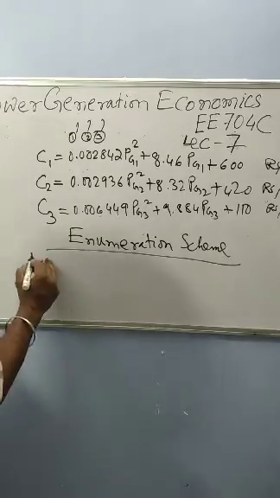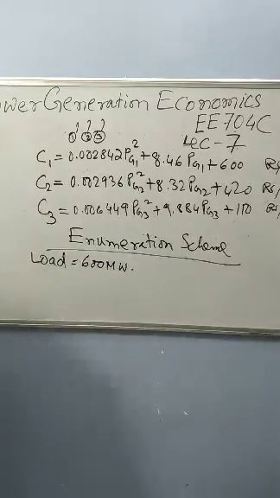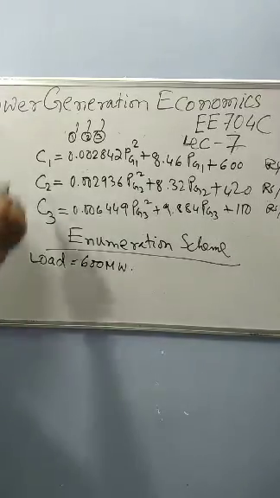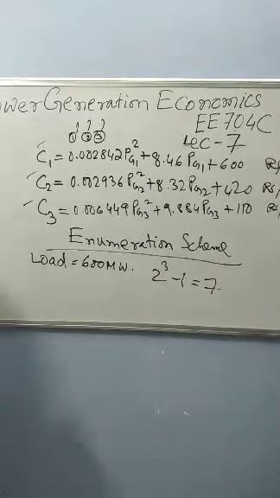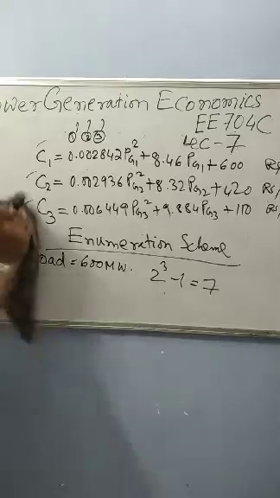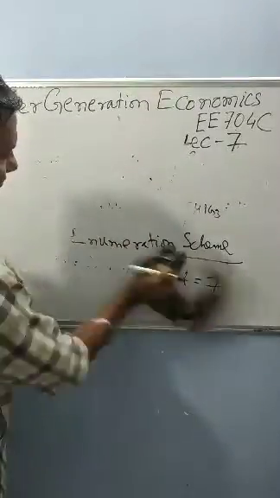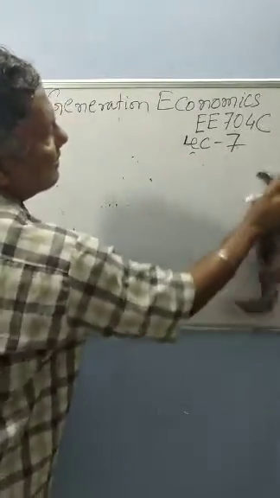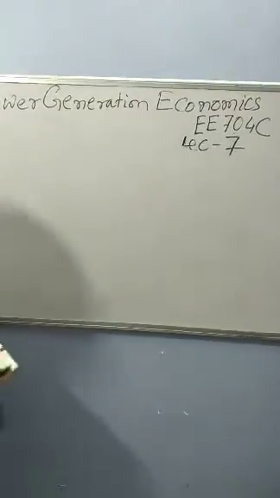Suppose the load is 600 megawatts. So you have to see how many possible combinations. 3 units are there. 2 to the power 3 minus 1, that is 7 combinations are there. So we can make one chart like this.